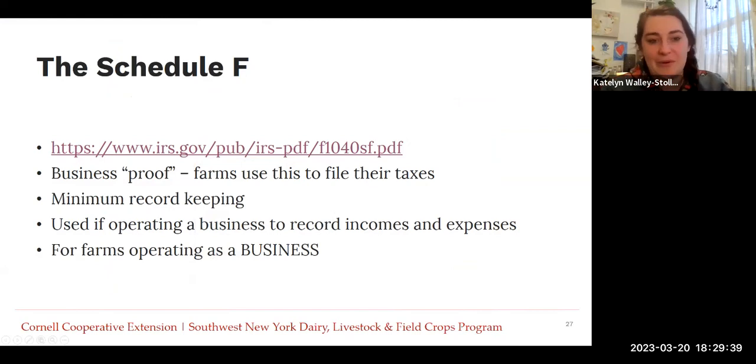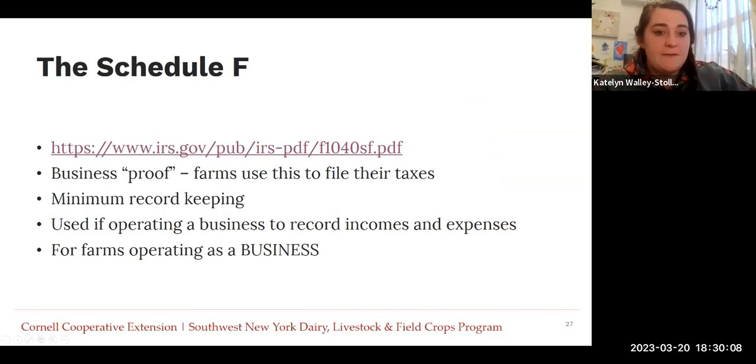Couple other things to think about when it comes to the Schedule F is that the Schedule F is used as business proof. Because there's no license to apply for to start a farm, the Schedule F is how you prove that you're operating your farm in an above board way, that you're claiming the incomes and the expenses as a farm business. At a minimum, keeping track of your records, farm records, to file a Schedule F is important, and that's what we would consider the minimum level of financial record keeping.